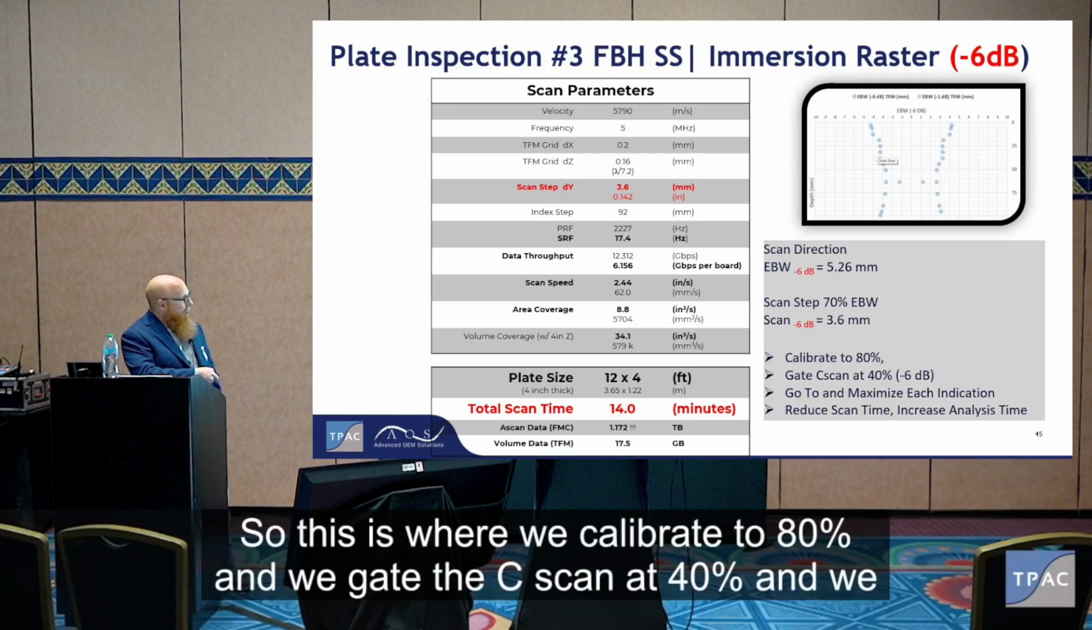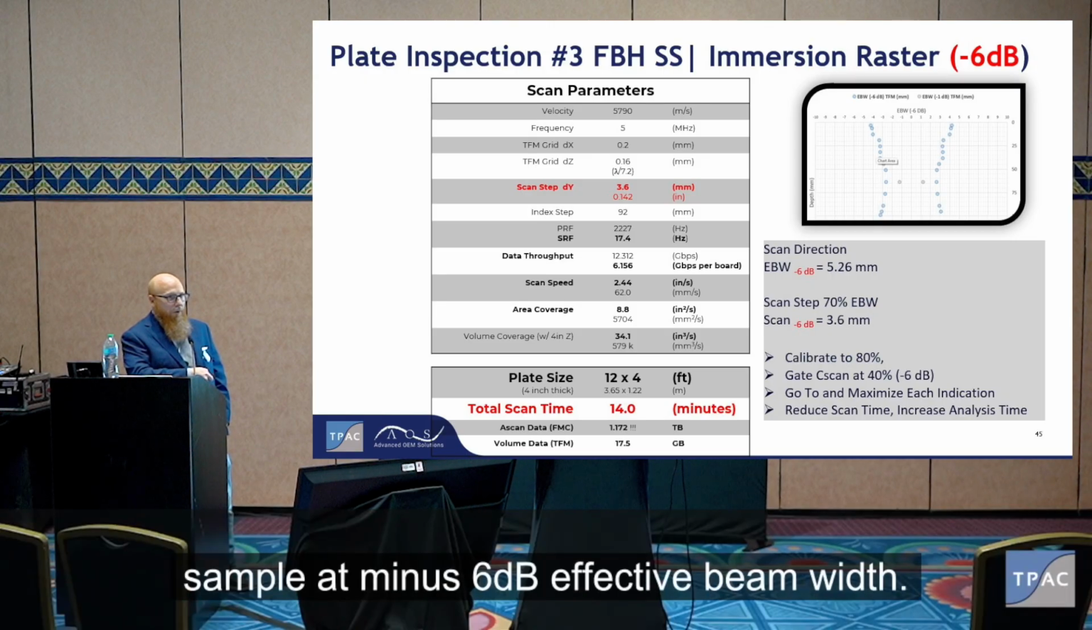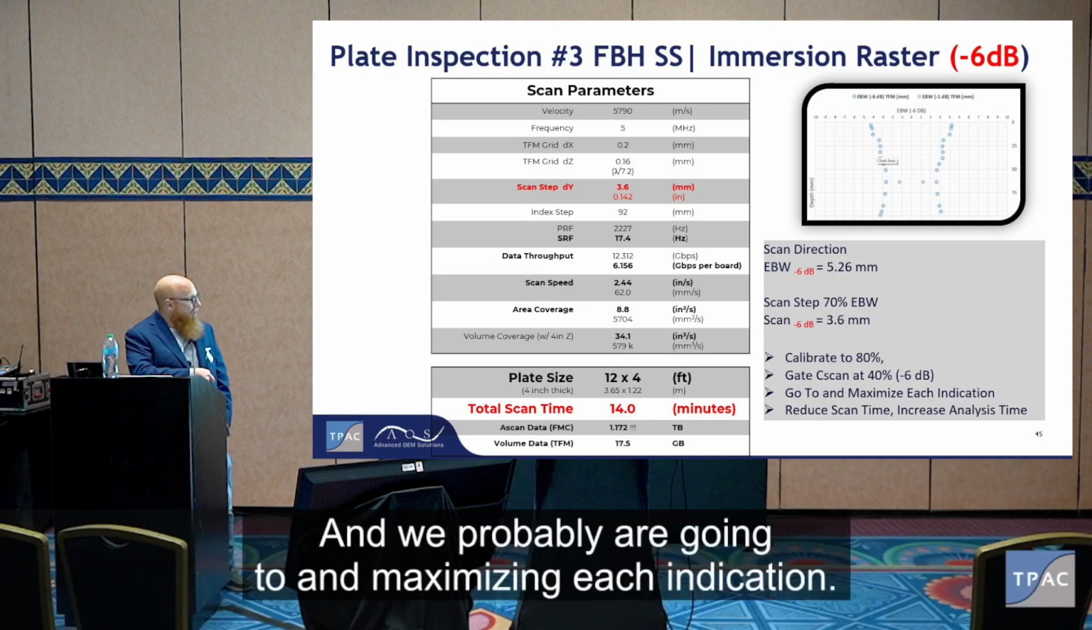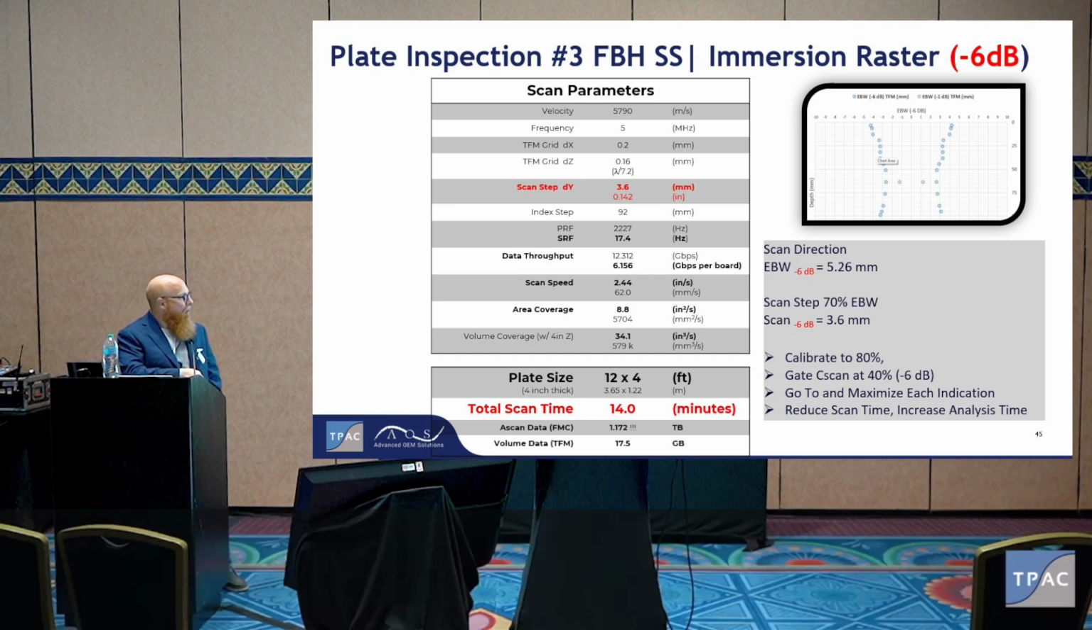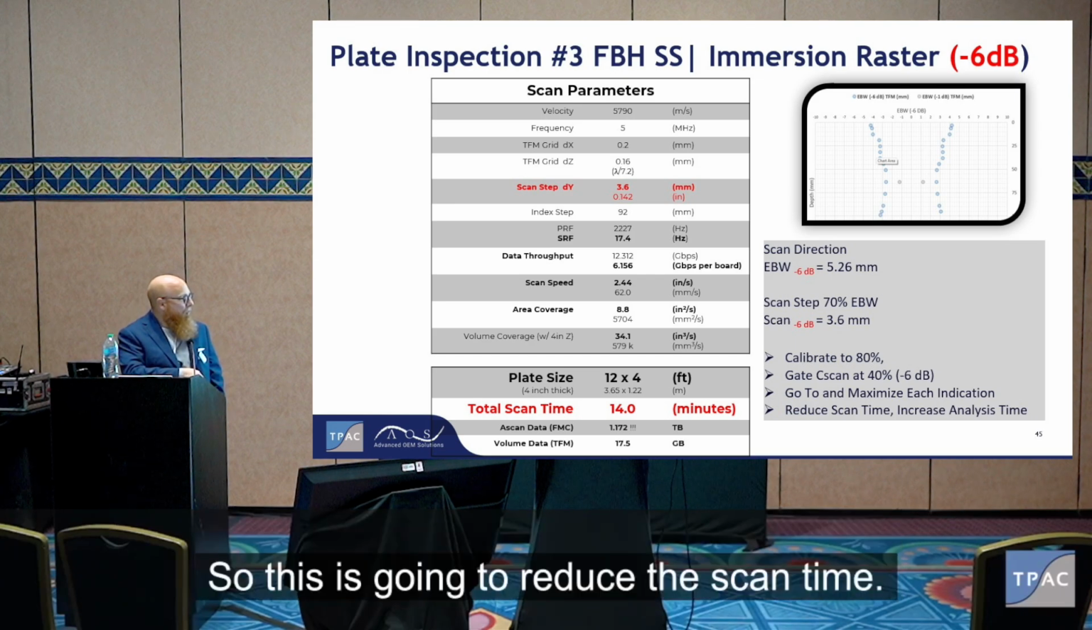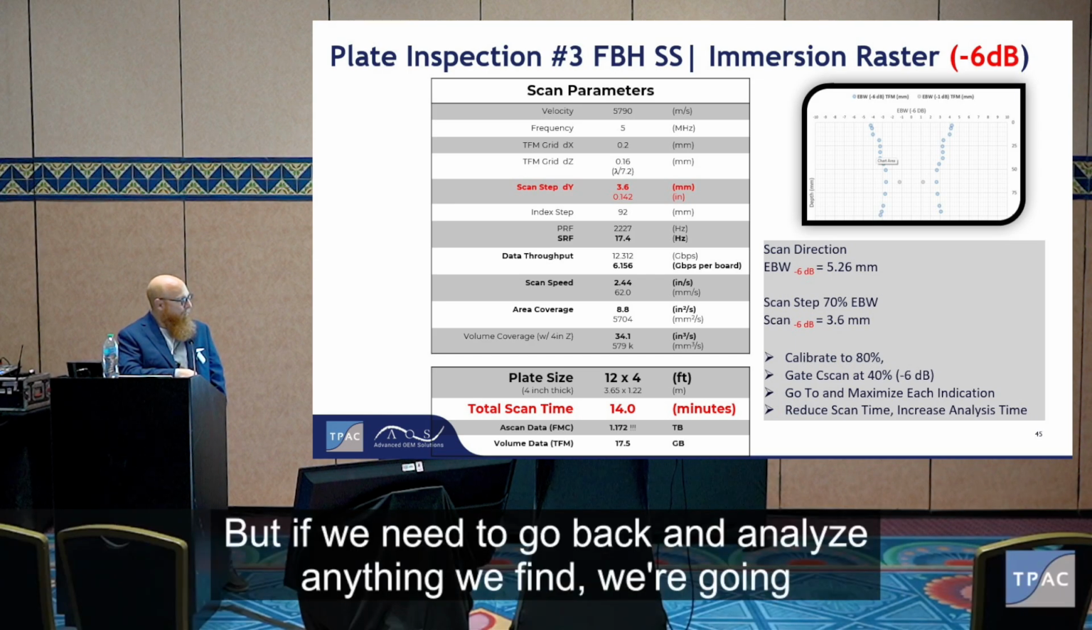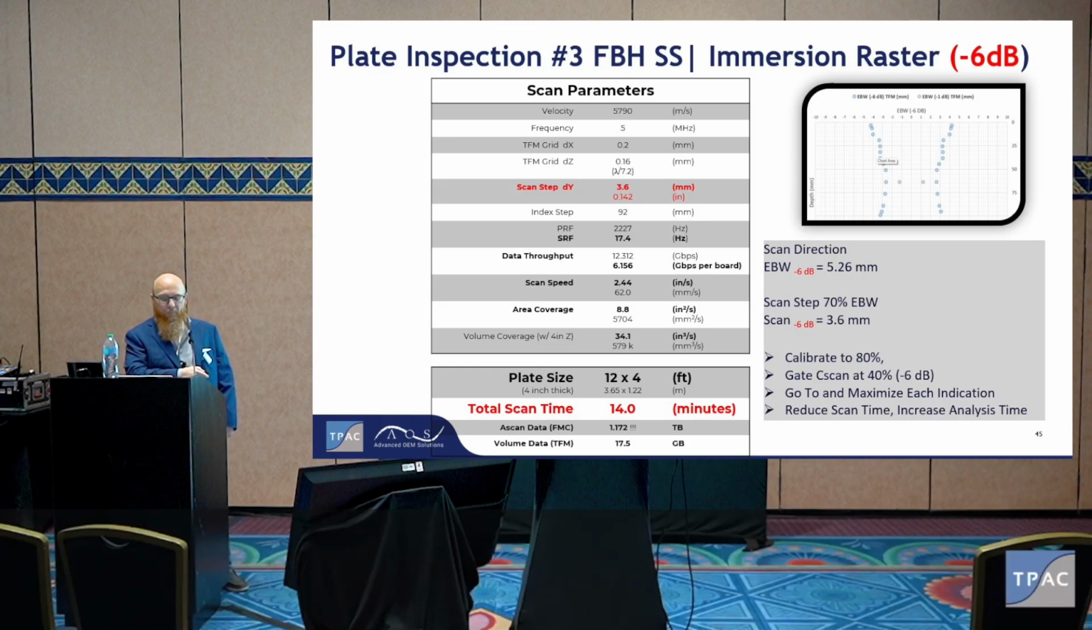So this is where we calibrate to 80% and we gate the C-scan at 40% and we sample at minus 6 dB effective beam width. And we are probably maximizing each indication if we found something during the scan. And it took us 15 minutes to do the scan. So this is going to reduce the scan time, but if we need to go back and analyze anything we find, we're going to increase the analysis time.